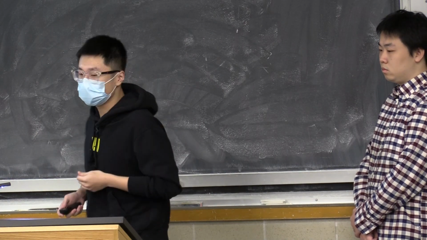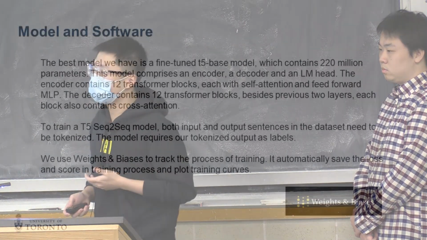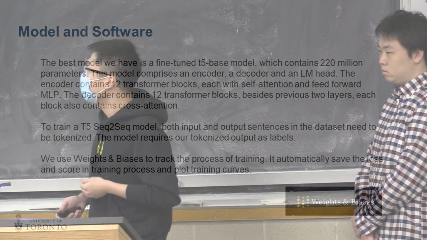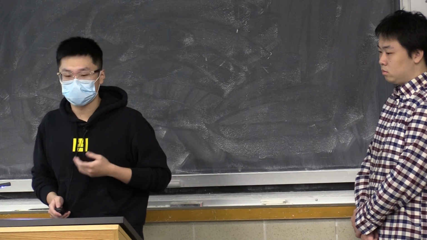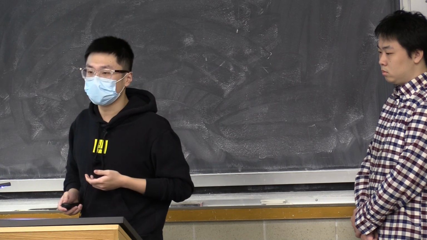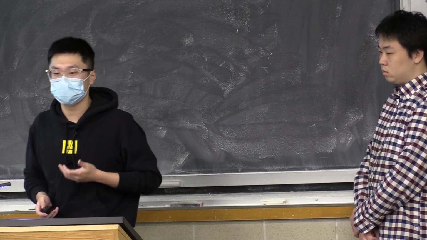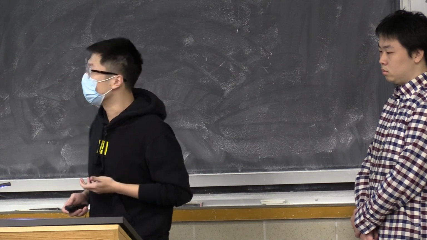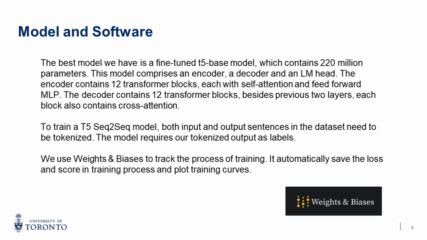The best model we have is a fine-tuned T5-based model, which contains 220 million parameters. This model comprises an encoder, a decoder, and an LM head. The encoder contains 12 transformer blocks, each with self-attention and feed-forward MLP. The decoder also contains 12 transformer blocks. Besides the previous 2 layers, it also contains cross-attention. To train a T5 seq-to-seq model, both input and output sentences in the dataset need to be tokenized. The model requires the tokenized output as labels. We also use Weights and Biases to track the process of training. It can automatically save the loss and score during training and plot training curves.